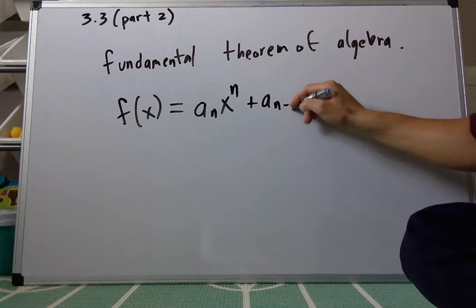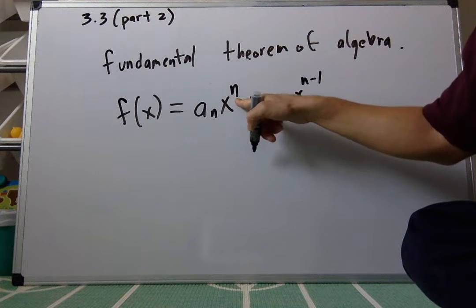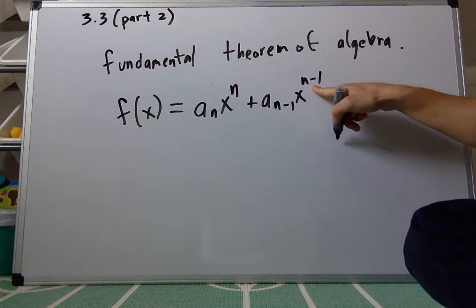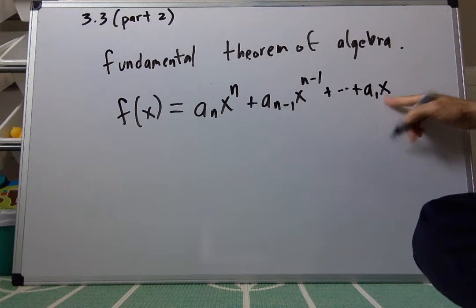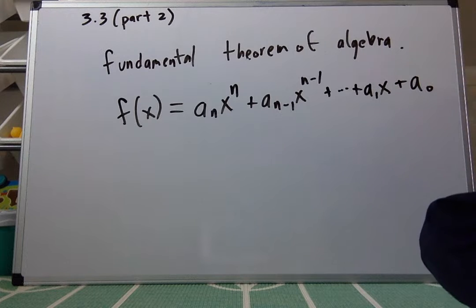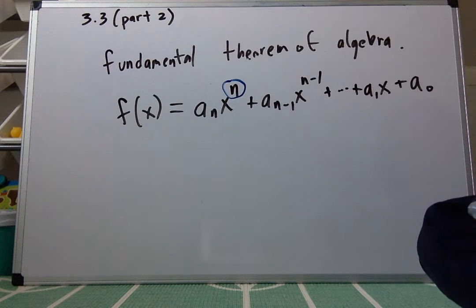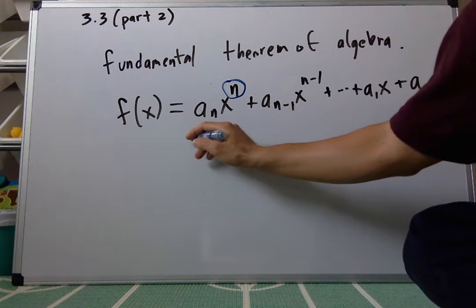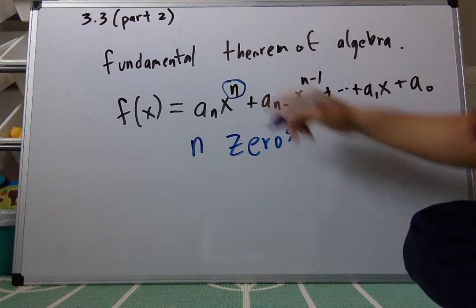This looks a little weird just because I have to be as general as possible, so we use letters. But really, this is just some number, x to some number lower than that, and we go all the way down until we have just a regular x, and at the very end, some constant number. The only thing that I care about though for the fundamental theorem of algebra is what is this value right here? What's the highest power? We call that, by the way, the degree. Whatever the degree is, that's how many zeros the thing has. So there are n zeros for a polynomial of degree n.